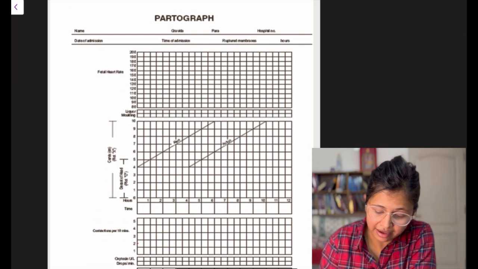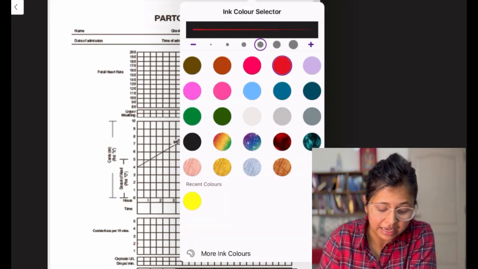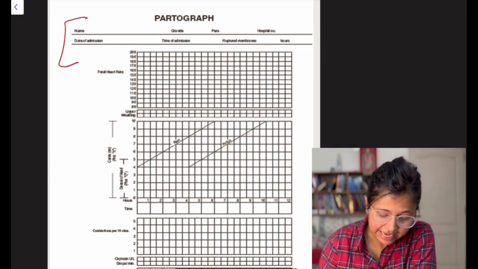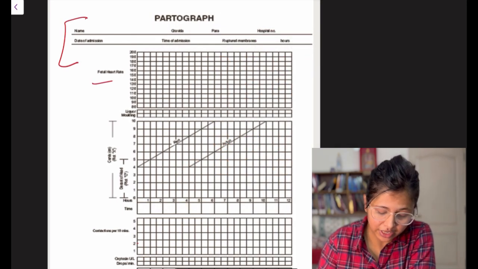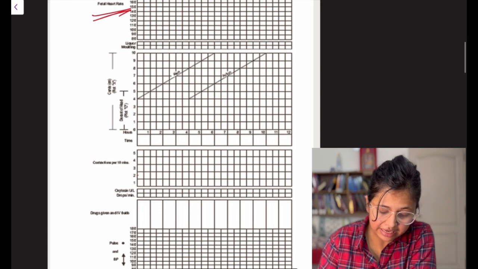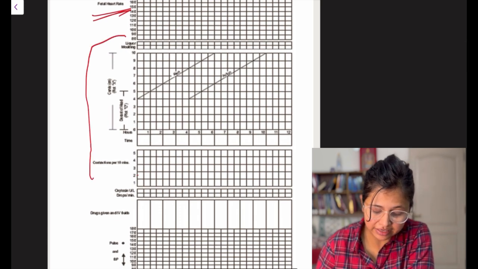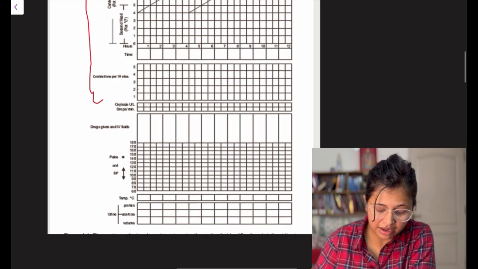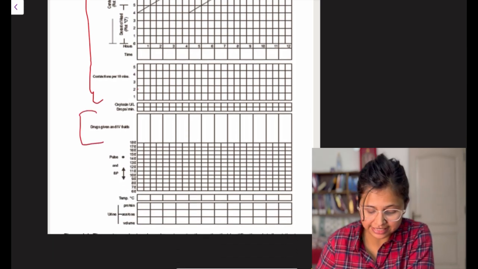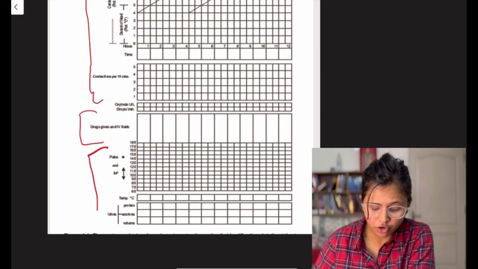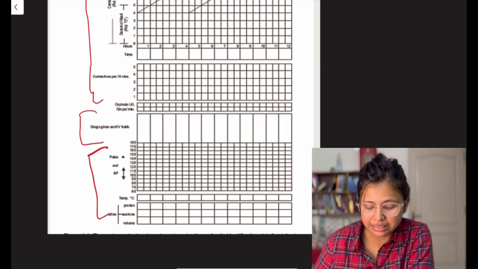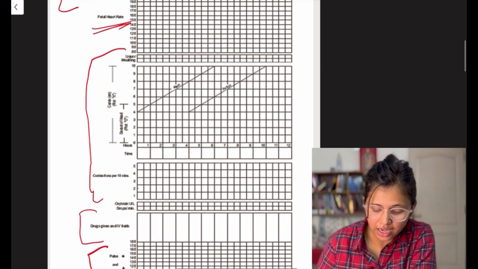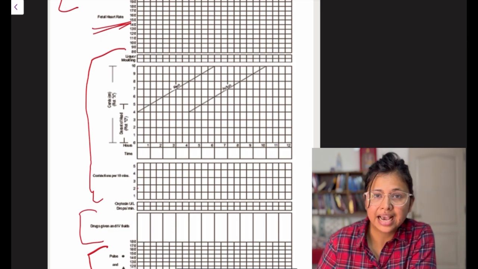Over here, we have the following sections. We have the patient details, then we have the fetal monitoring, so we look at the fetal heart rate, then we have the labor monitoring, in which we are looking at the liquor, the contractions, the cervical dilatation, the descent. Then we have one space for medicines and drugs being given, and then for maternal characteristics like pulse and BP.